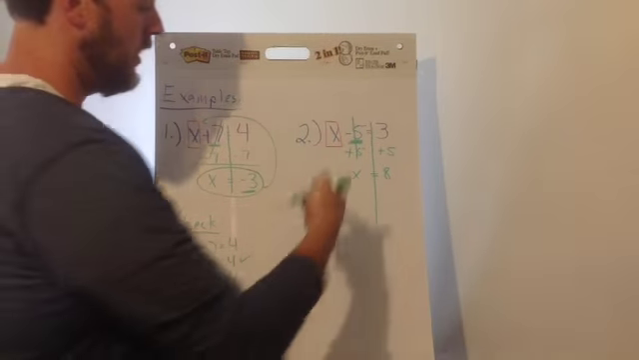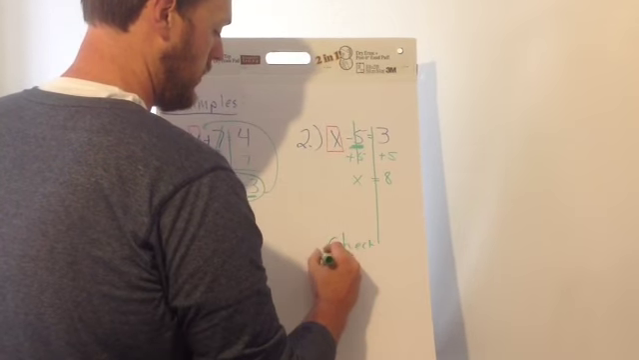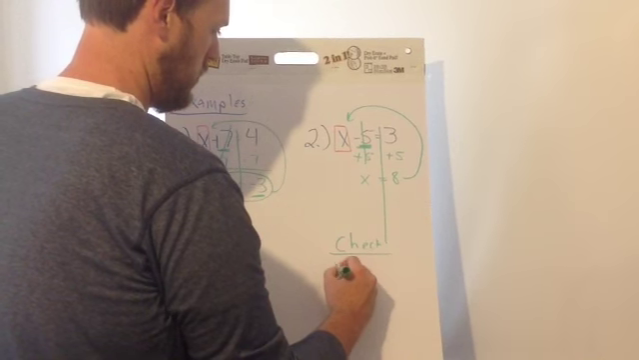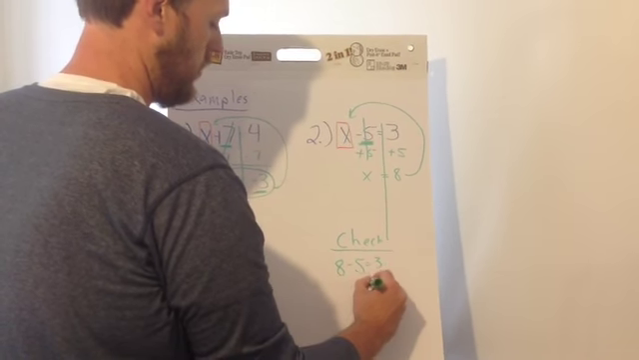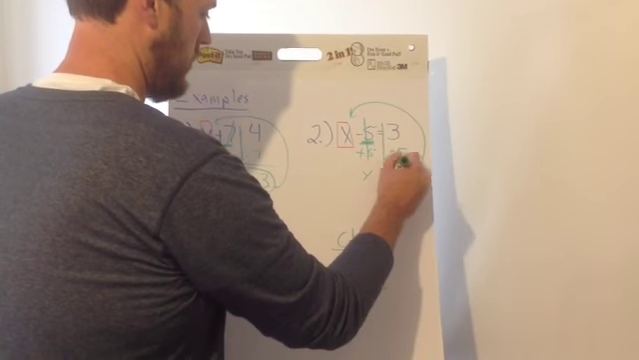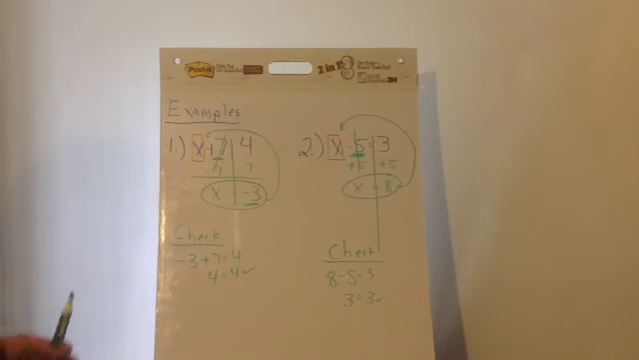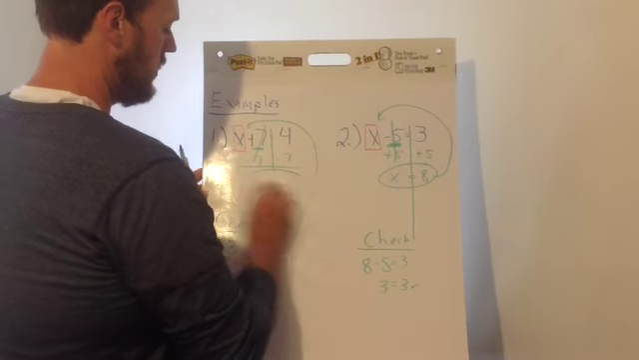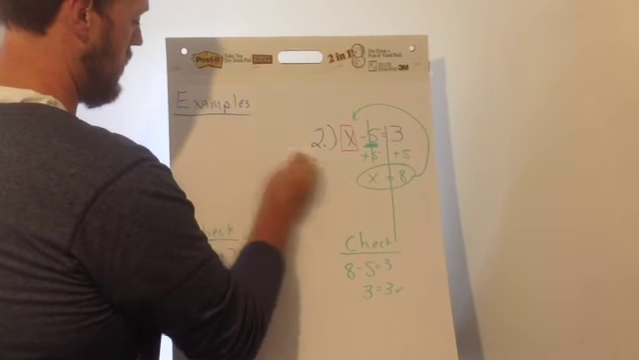And again, check to make sure. So we think that's our solution, but we need to check it. So we plug in 8 back here. So 8 minus 5 equals 3. 8 minus 5 is 3. So 3 equals 3, so that checks. So that is my solution. Alright, so far we've worked with addition and subtraction and their inverses. So now let's work with another one.